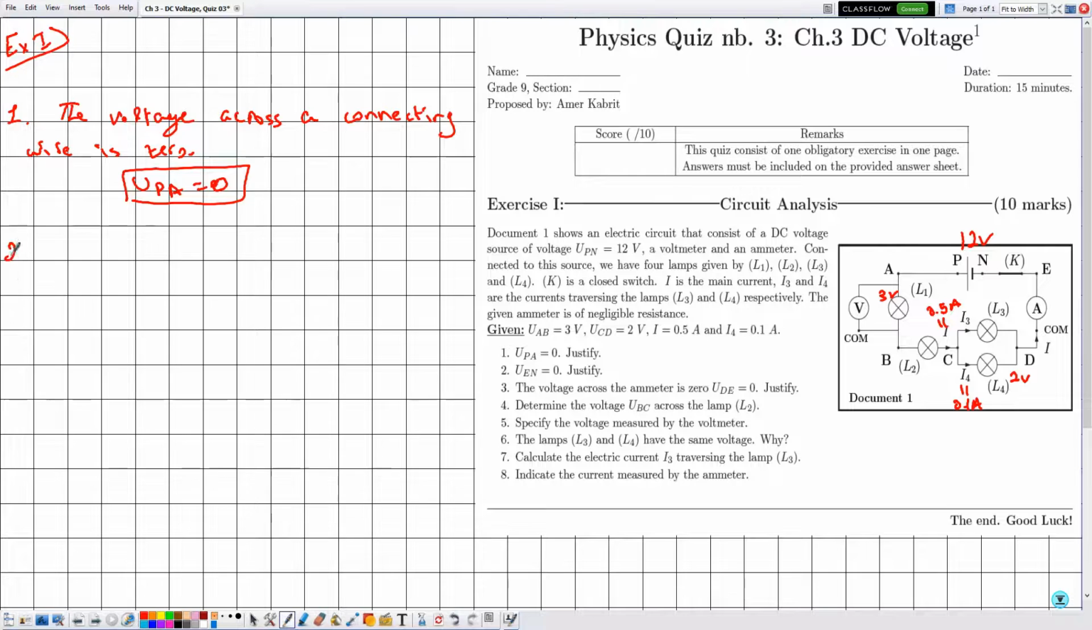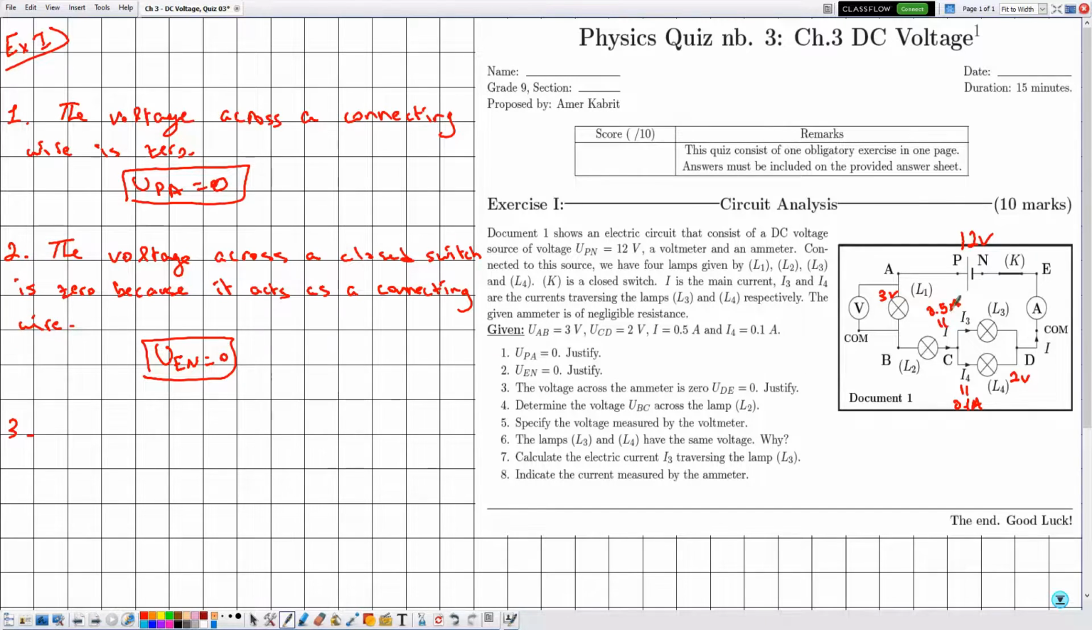Now in number 2 they are telling me UEN is equal to 0. Justify. Across E and N we have a closed switch, so let's say the voltage across a closed switch is 0, because it acts as a connecting wire. So in this case we have that UEN is equal to 0.